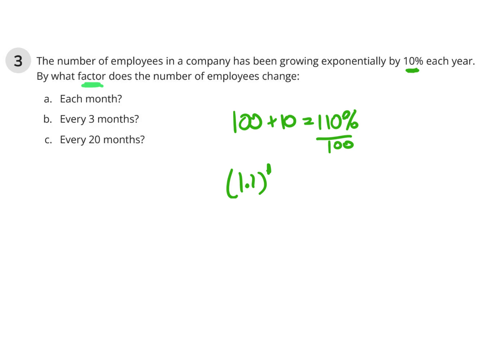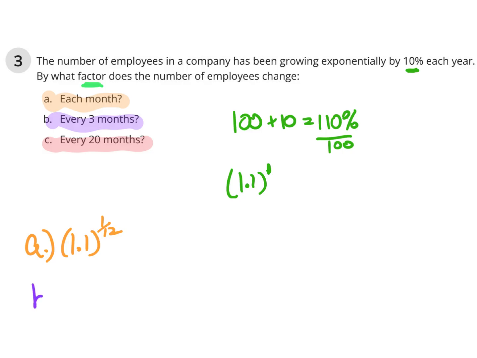So this is growth over a year. Now to answer A, let's do these in color so we're clear. A is going to be orange, B in purple. Looking at each month, for A: since 1 stands for 1 year, how many months in a year? 12. So we take our factor and raise it to the 1/12, which gives us the factor over 1 month. Now for every 3 months, we have to divide a year by 4 to get to 3 months, because 12 divided by 4 equals 3.